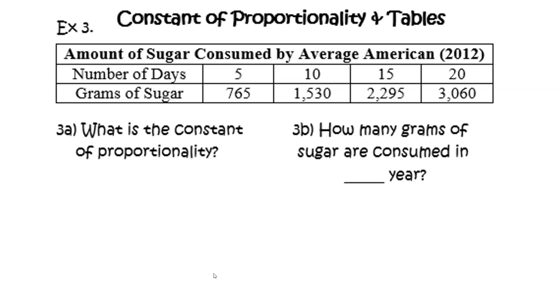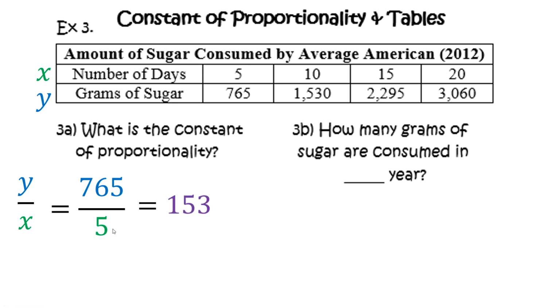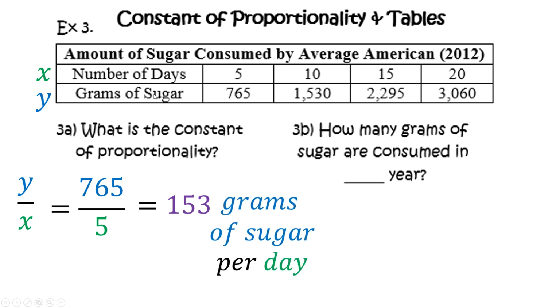So now we're looking at example 3, top right of your notes page, where we have a table. We have a number of days and the grams of sugar consumed by the average American. So what would the constant of proportionality be? Please remember, first value in a table is X, second value is Y. We have our input and then output as the result. So we could use any of these. I tend to just use whatever numbers are the smallest or the first one. So 765 over 5. If you divide by 5, you get 153. So what is 153 representing? Well, our Y is the grams of sugar. So this is 153 grams of sugar per day on average, which is kind of crazy when you think about it.